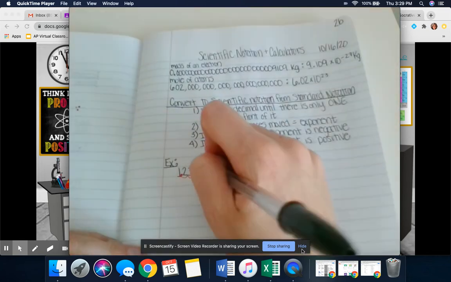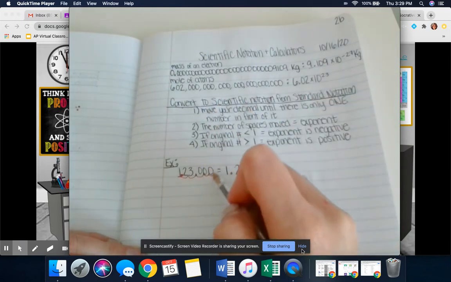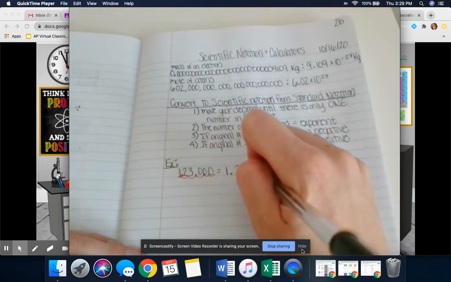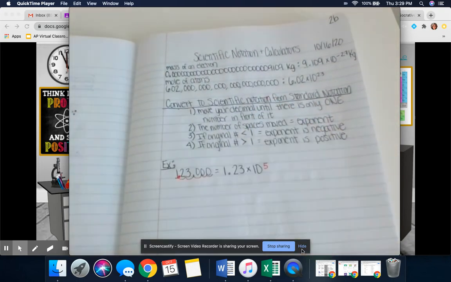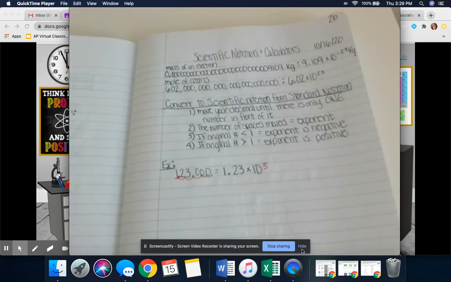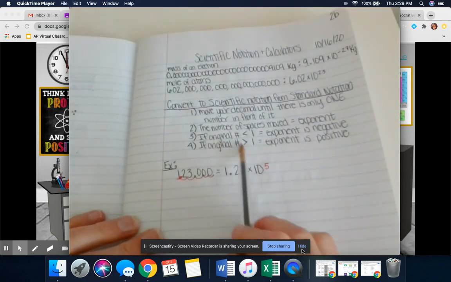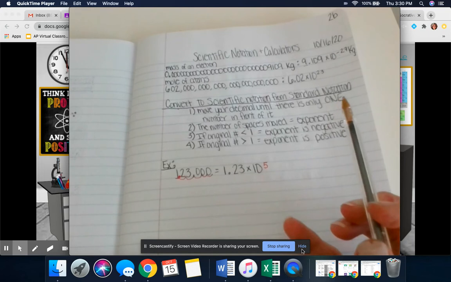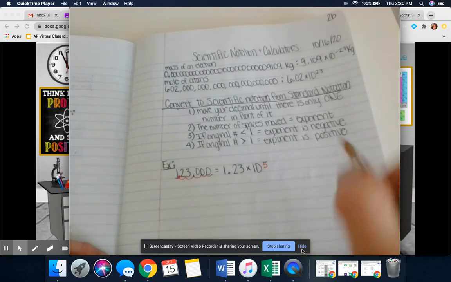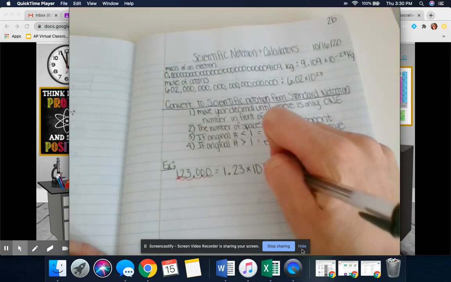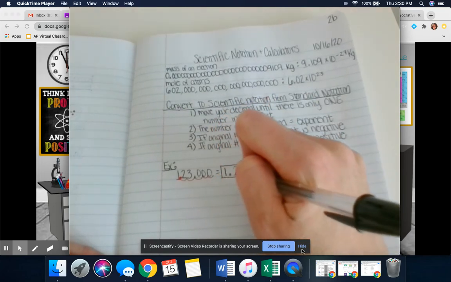So I know this number gets to be 1.23, and the fact that I moved it 5 times is what I'm going to say times 10 to the 5th. Okay, I have to determine then, is that going to be a positive 5 or is it going to be a negative 5? That's kind of your last question here. And because this number was much greater than 1, it was 123,000, that means I get to keep my exponent positive. Oh, and I'm sorry, I always box my answers so those stick out.